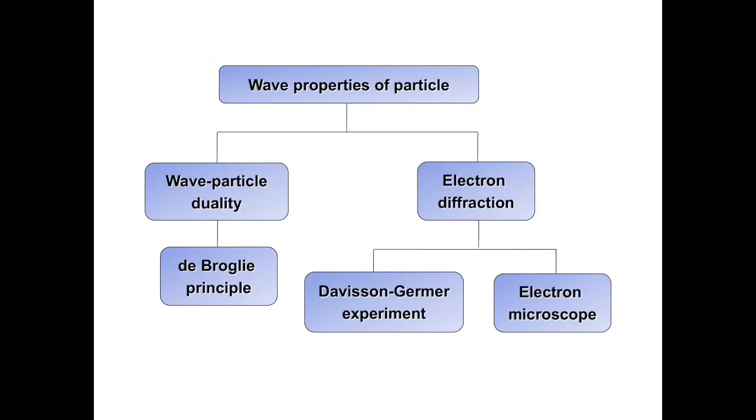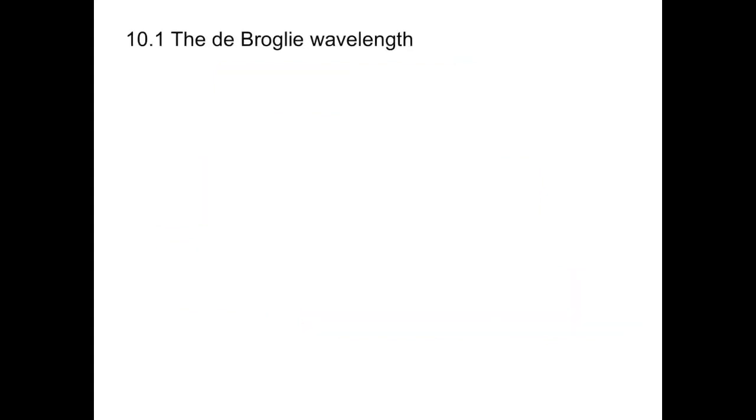For this video we are going to look at 10.1, which is about wave-particle duality. Particularly we are going to study the de Broglie principle. And then 10.2 will cover electron diffraction, which is the Davisson-Germer experiment, and also the electron microscope. Okay, let's look at 10.1, which is about the de Broglie wavelength.